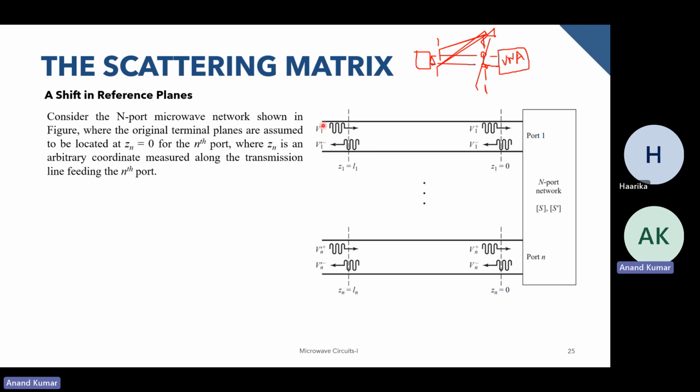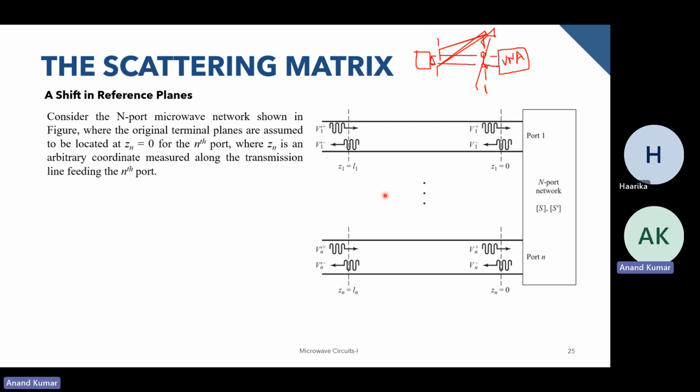Just consider this N-port microwave network, with the reference plane initially over here, which is Zn equal to 0, and the new plane where you need the S parameters is at Zn equal to Ln. So this Ln is the new position where you want the reference plane. The incident and reflected voltages are given by V1 plus and V1 minus at the first port, and similarly Vn plus and Vn minus at the nth port at the plane Zn equals 0, and at the new reference plane they are V prime n plus and V prime n minus, and similarly for all the ports.